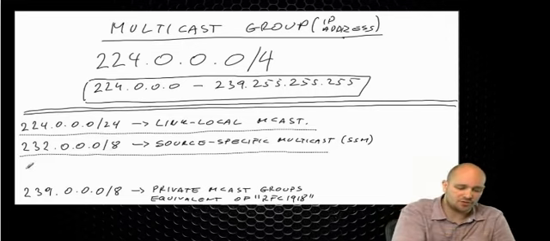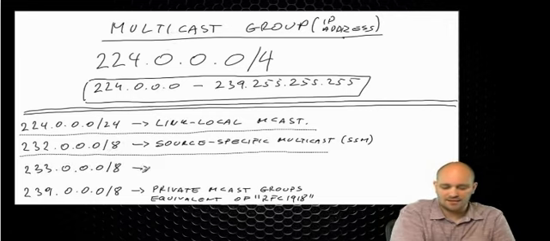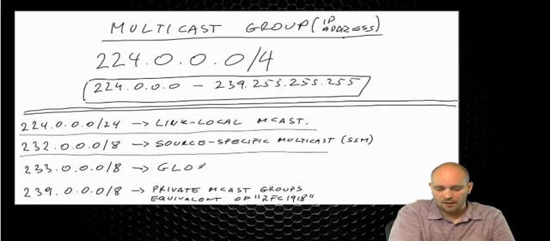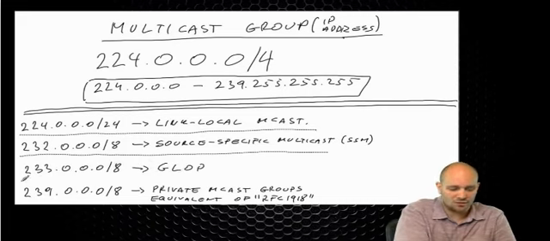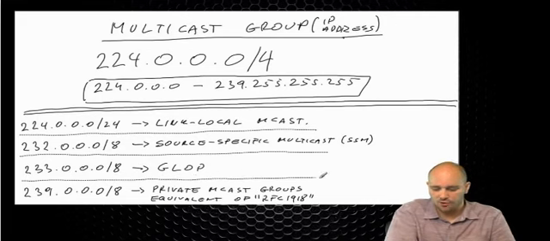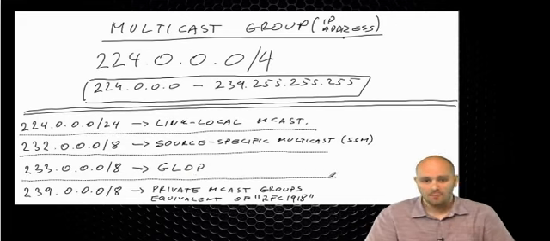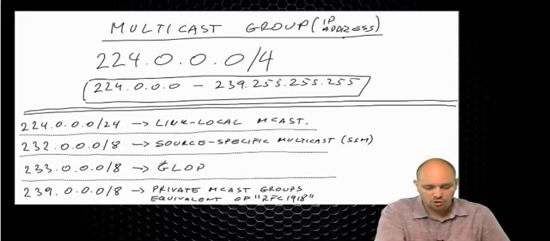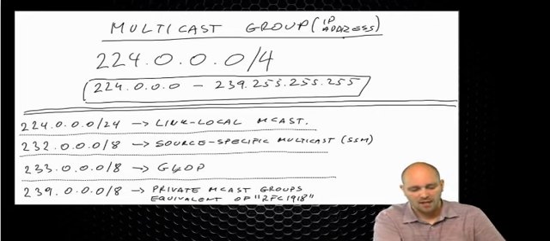Now, another special address, and this is a really fun one, is 233.0.0.0/8, and this is something called GLOP. Now, contrary to popular belief, GLOP doesn't actually stand for anything. The authors of this concept simply liked the name, of pronouncing GLOP. So it's not an abbreviation, it's not an acronym, it doesn't stand for anything.